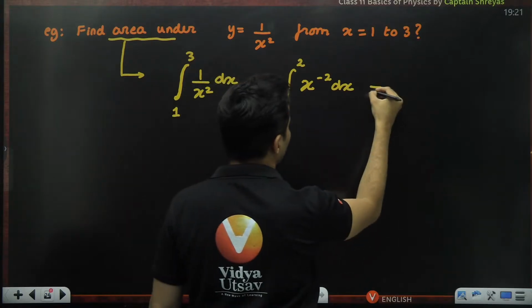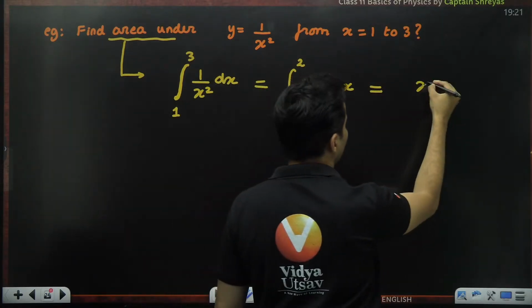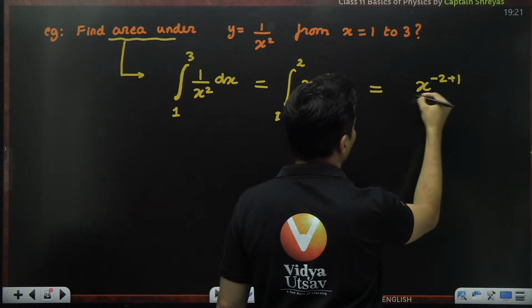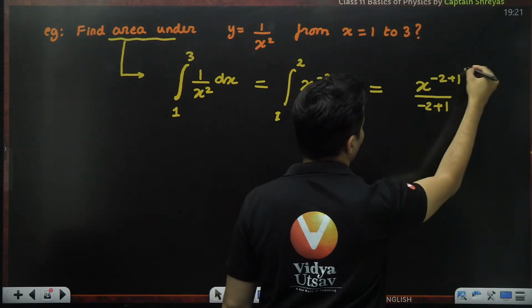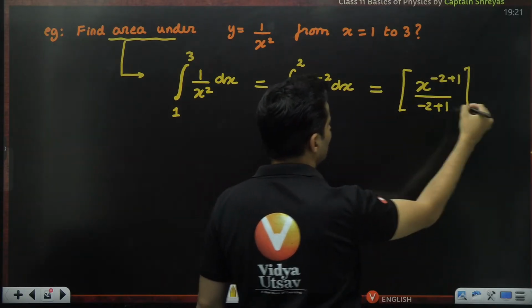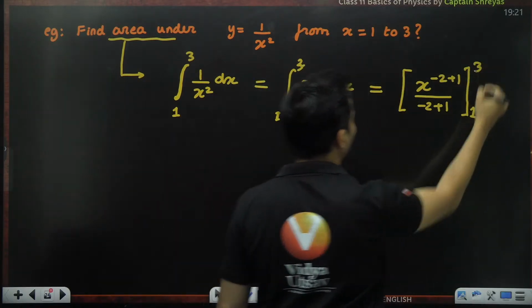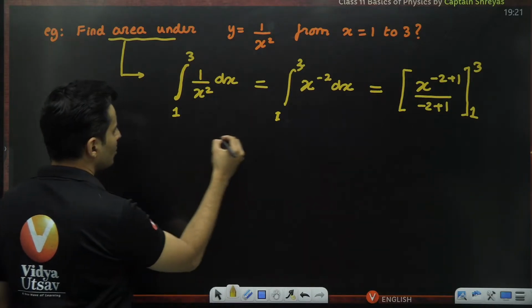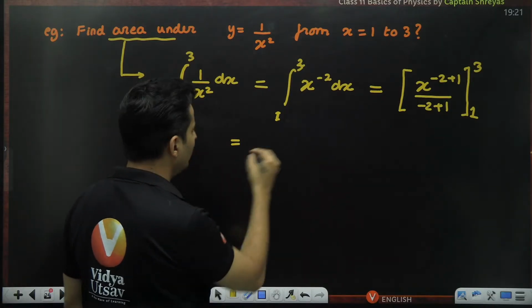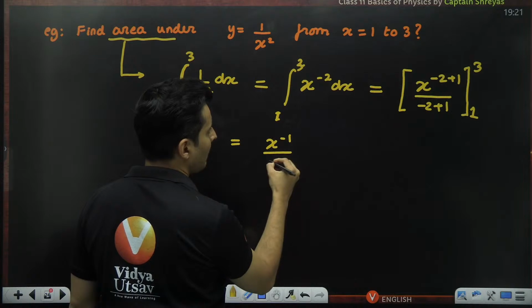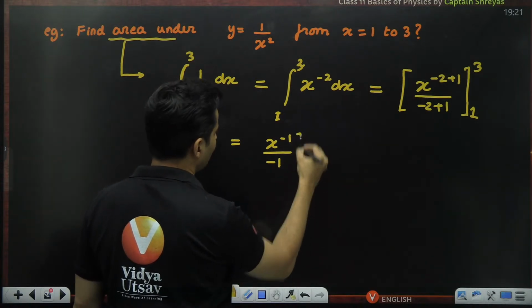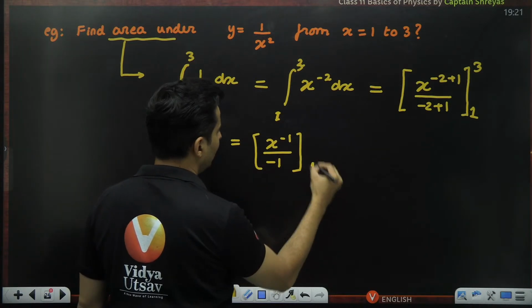What is x raised to minus 2's integration? It is x raised to minus 2 plus 1 by minus 2 plus 1. Do not forget the limits. So this is 1, oh sorry, why did it become 2? This was 3, right? Yeah, 1, 2, 3. Okay, so what is this? x raised to minus 1 by minus 1, the whole thing from 1 to 3.